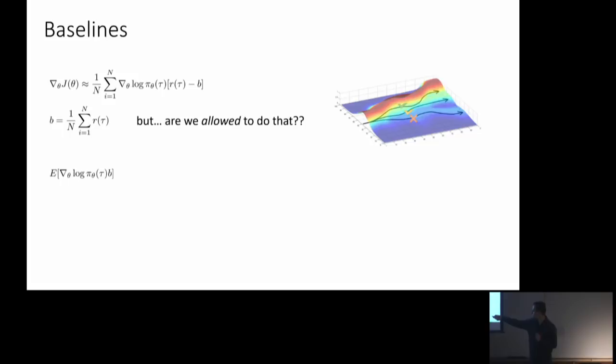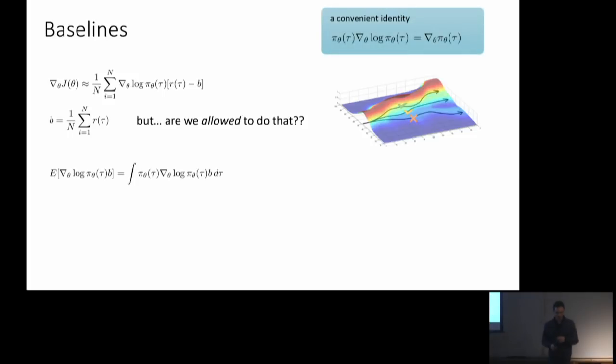So this is the term that we're concerned with, and we want to make sure that this term comes out to 0 in expectation. So again, we're going to write out the definition of an expectation. It's an integral over all trajectories of pi of tau times grad log pi of tau times b. And now we're going to recall our favorite identity, and we're going to apply it in reverse. Before we had grad pi, and we unpacked it to be pi times grad log pi. Now we're going to pack it back up again. We're going to take our pi times grad log pi, and turn it into grad pi.